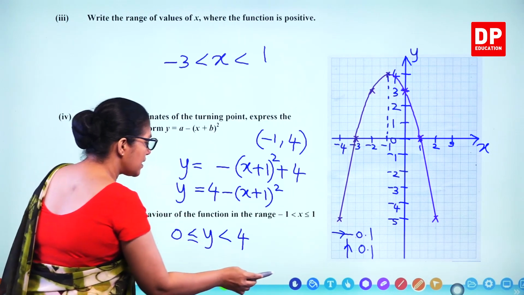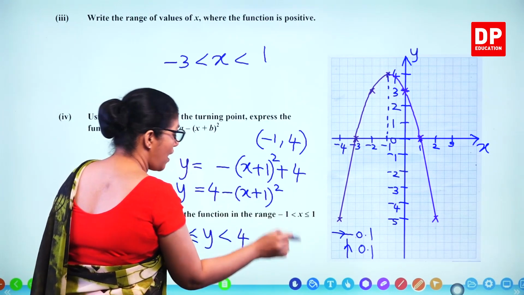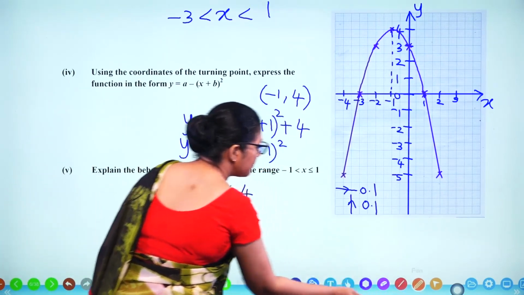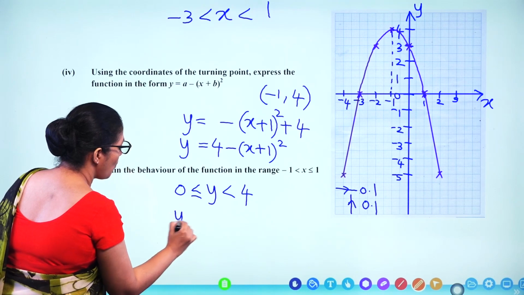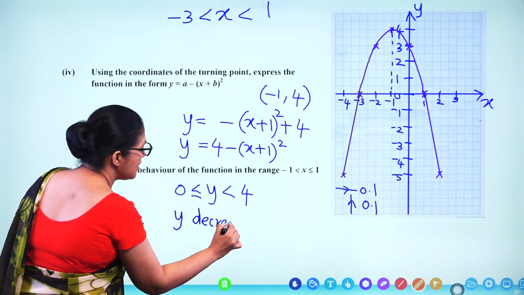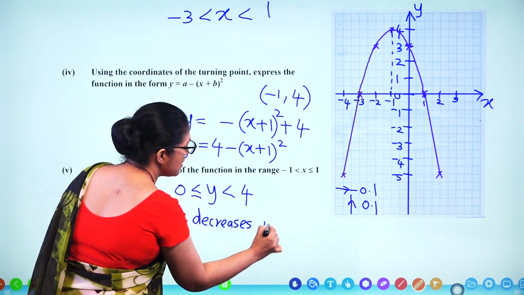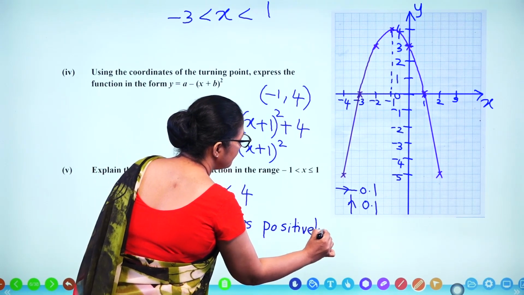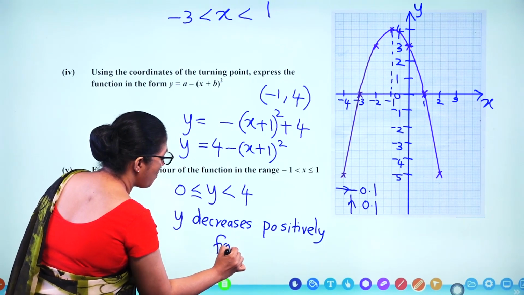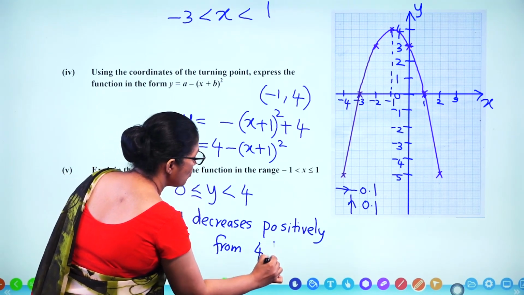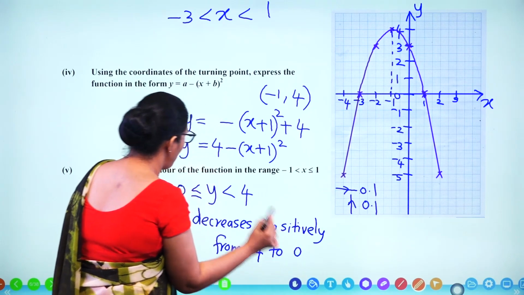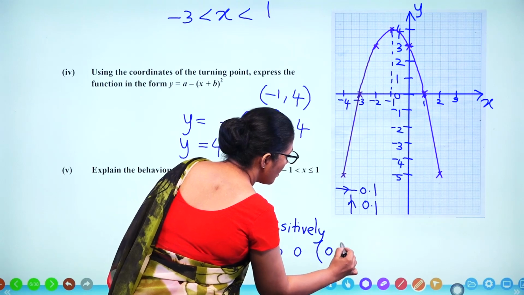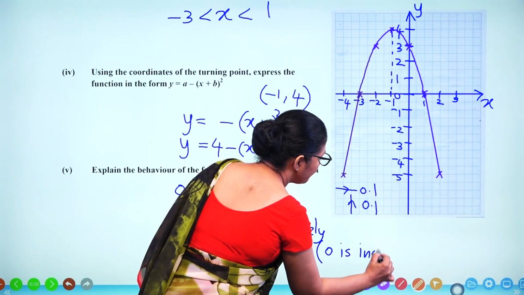So you can write the behavior, we have to write in words: y decreases positively from 4 to 0, and you can say 0 is included.